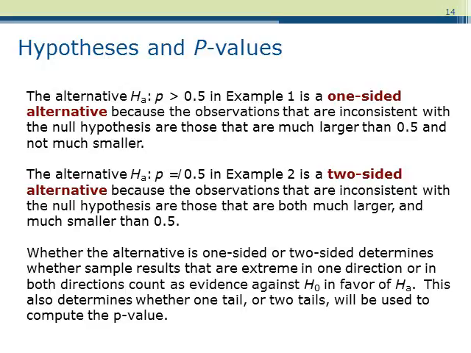Whether the alternative is one-sided or two-sided determines whether sample results that are extreme in one direction or in both directions count as evidence against the null hypothesis and in favor of the alternative. This also determines whether one tail or two tails will be used to compute the p-value.